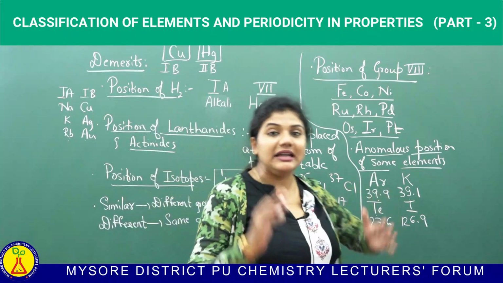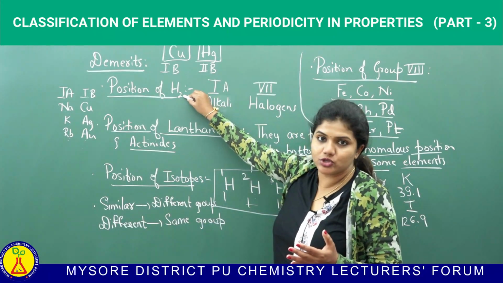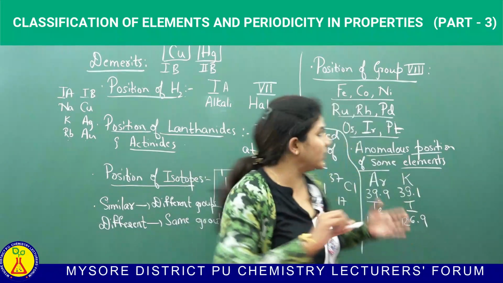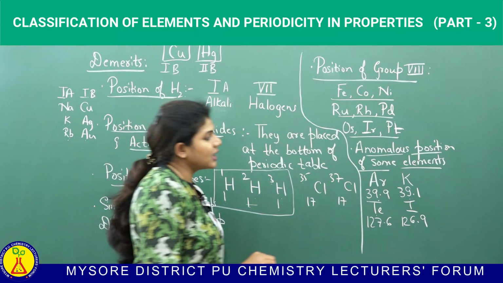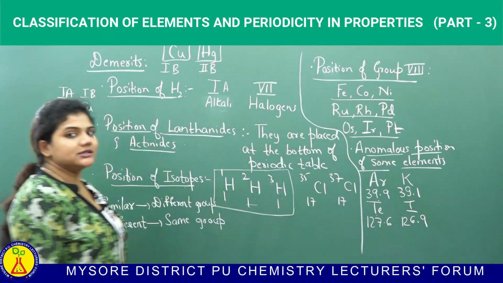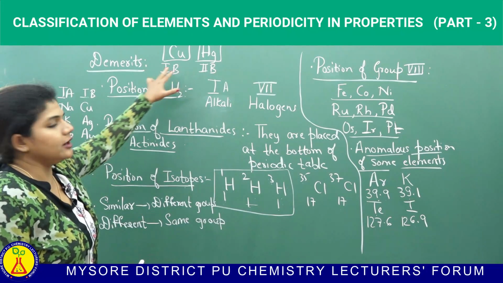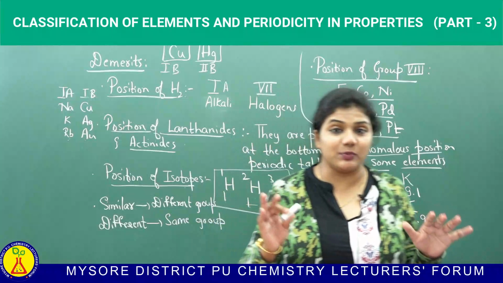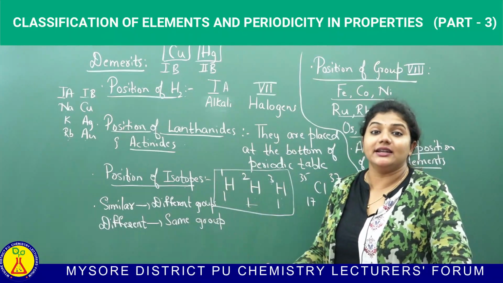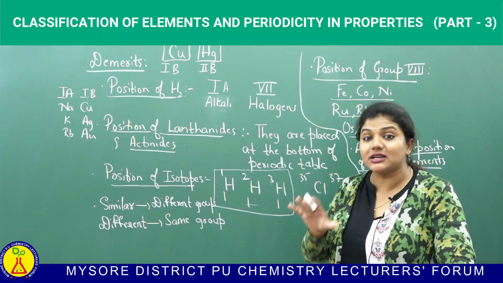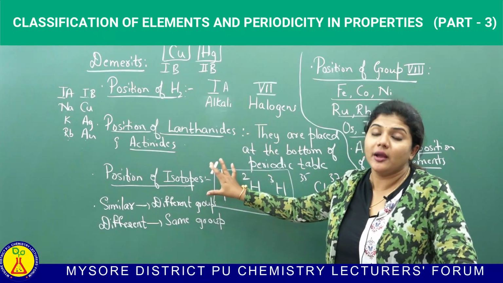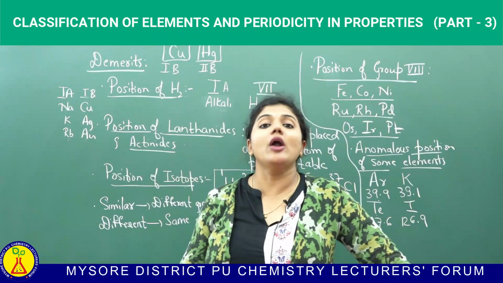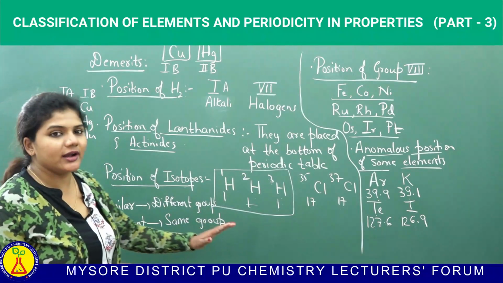So what are the important demerits, ma'am? One, position of hydrogen; another, position of lanthanides and actinides; another, position of isotopes. Next one, position of group 8 elements. Next comes anomalous position of some elements, and lastly similar elements were placed in different groups, dissimilar elements were placed in the same group. So these were the important demerits of Mendeleev's periodic table. After this, the next scientist by name Henry Moseley was successful in recognizing the demerits of Mendeleev's periodic table, and he designed his own periodic table which we are currently using, which is called the modern periodic table. So these are the important demerits which have marked it.